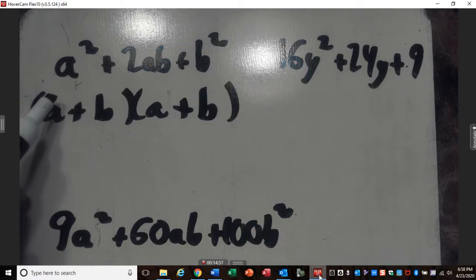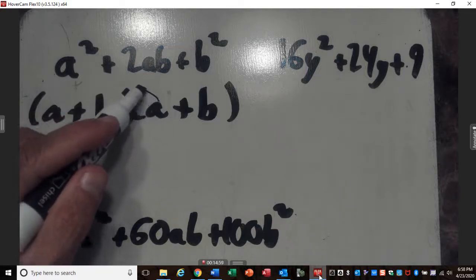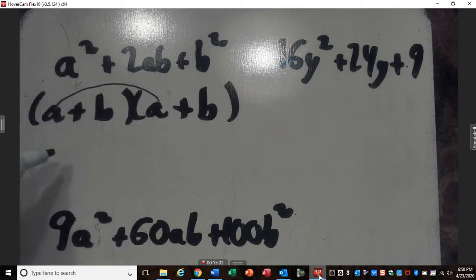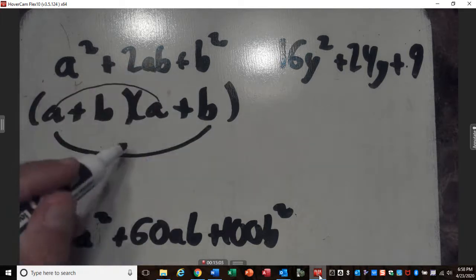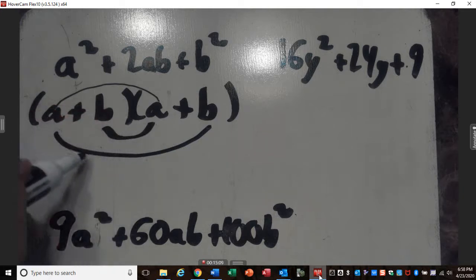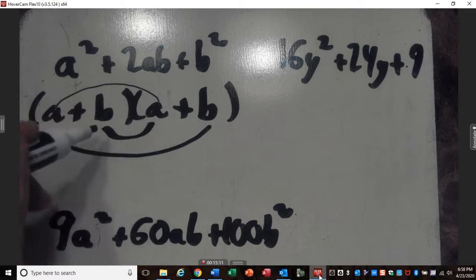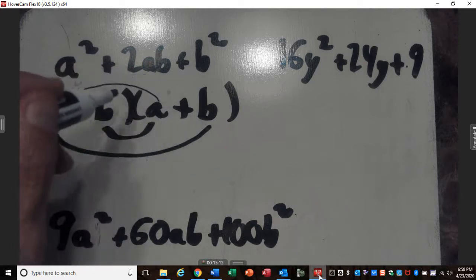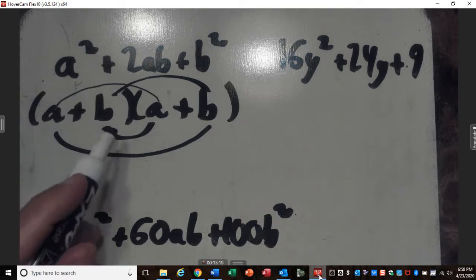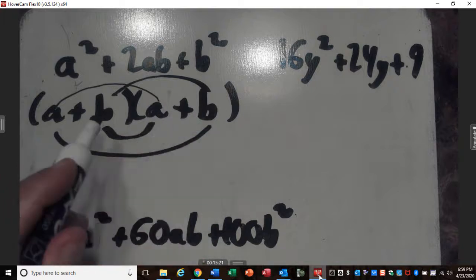So when you FOIL, you have a squared. See how when you FOIL, you have a squared? Now, where does the 2ab come from? Think about this. You have a times b, that's ab, and then b times a, that's also ab. So ab plus ab is 2ab, and then b times b is b squared. So it kind of takes care of itself. So for a perfect square trinomial, when you factor, you have a clone. You should have exactly the same thing.